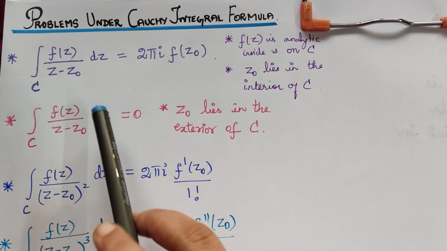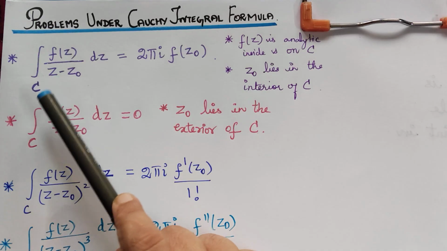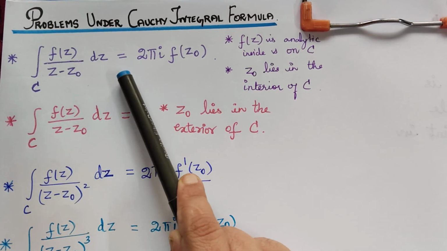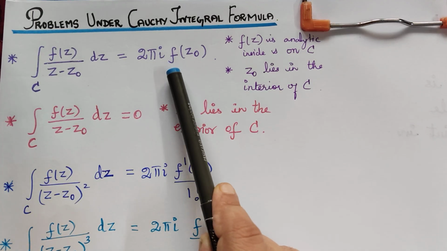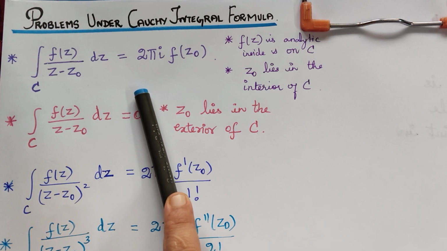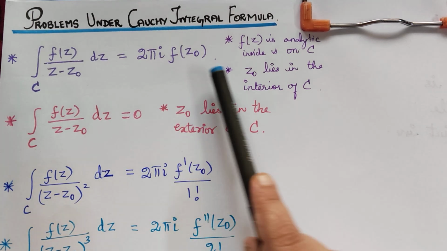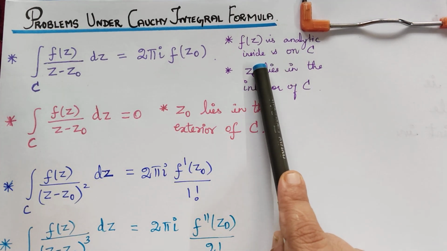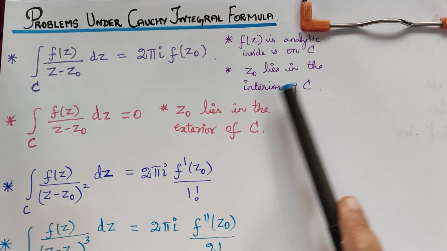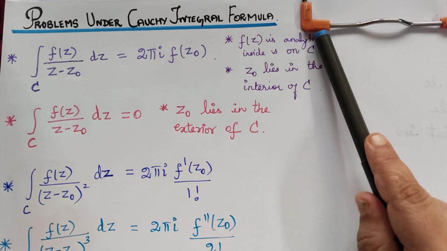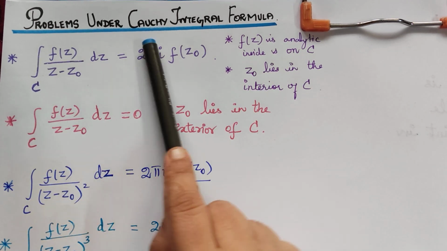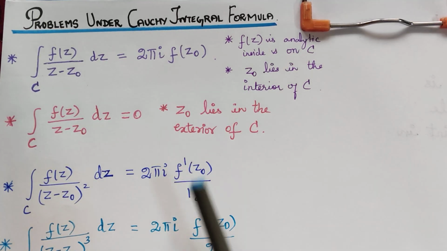As per the Cauchy integral formula, we know that the integral over C of f of z by z minus z naught dz is equal to 2 pi i multiplied with f of z naught. This formula is applicable only when f of z is analytic inside and on C. Also, z naught lies in the interior of C. Once these two conditions are satisfied, then we can apply the Cauchy integral formula. Now using this, we are going to solve problems.